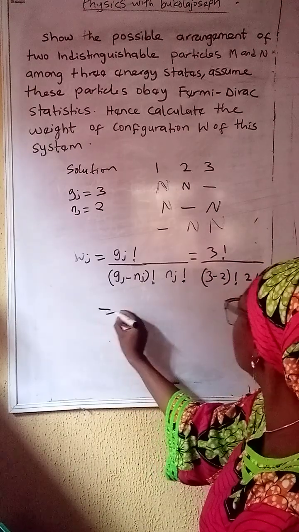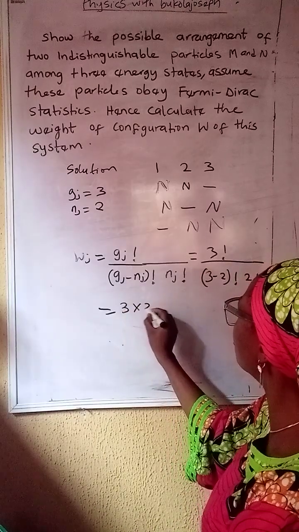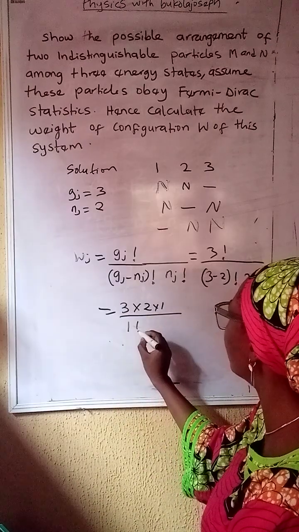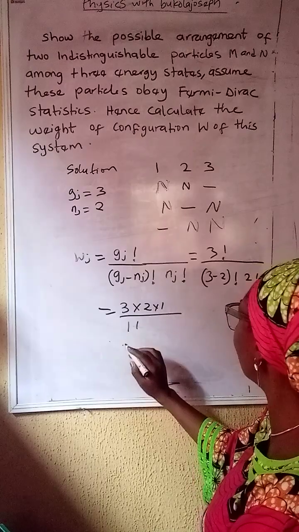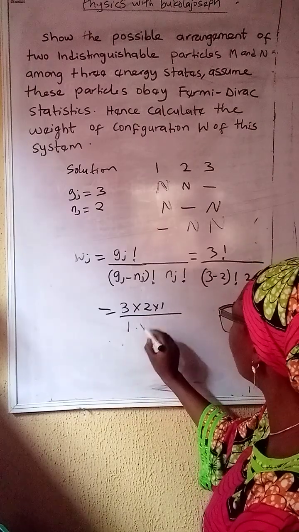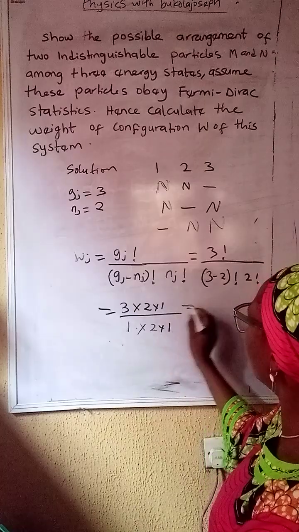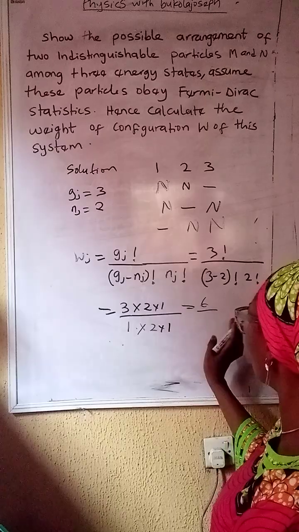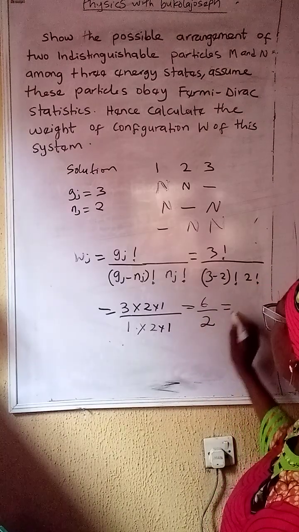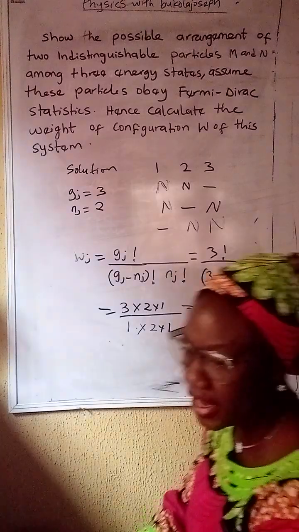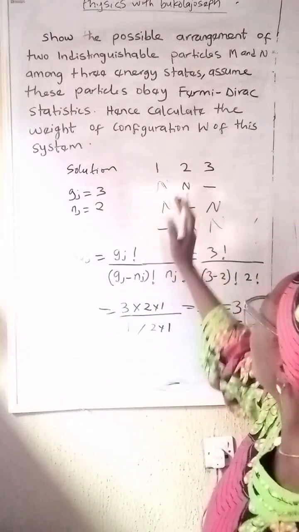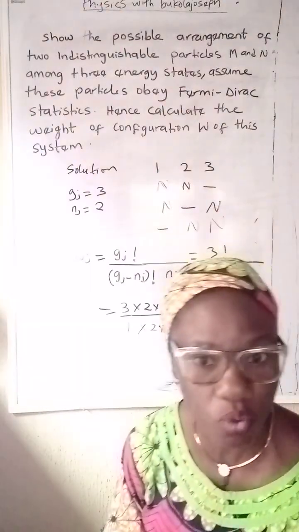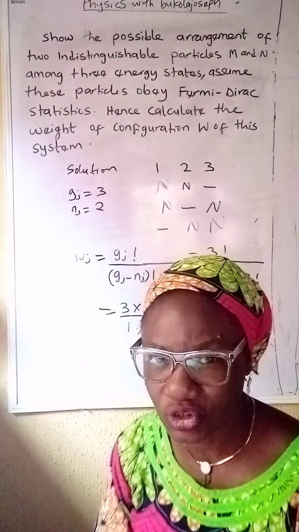So 3 factorial is 3 times 2 times 1, all over 3 minus 2 which gives us 1, so we have 1 factorial, which is equivalent to 1. Then times 2 factorial, which is 2 times 1. If we multiply this, we have 3 times 2 times 1 giving us 6. Then 2 times 1 times 1 gives us 2. 6 divided by 2 gives us 3. So this is the weight of configuration. We have found the weight of configuration W of this system for Fermi-Dirac statistics to be 3.